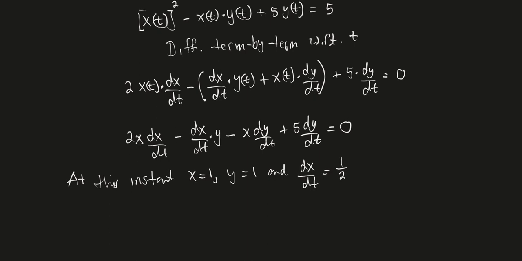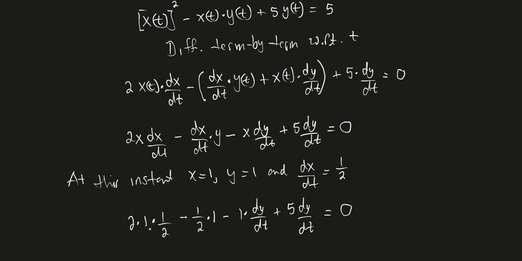So wherever there's an x, put a 1. Wherever there's a dx dt, put a 1/2. Right, and keep going. And then minus, here's another dx dt, so that's 1/2, and then times y, that's 1. And then minus x is 1. Now I don't know what dy dt is, so I'm going to bring that down. So that's going to be my only unknown in this equation. And then similarly, bring down the 5 dy dt, and that's equal to 0.